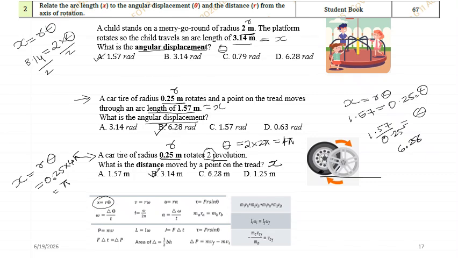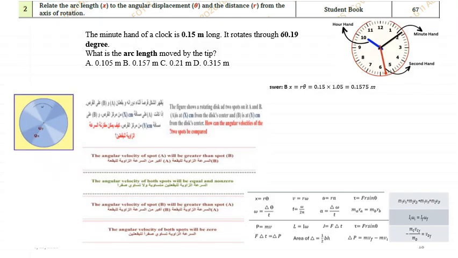Now let us go to the next question. The question is also connected with the second question. Okay, the minute hand of a clock is 0.15 meter long. So which is the minute hand? This is the minute hand. The length is given. Length over here, you should understand, will be the radius. The radius they have given directly, it will be 0.15. Fine. It rotates through an angle.